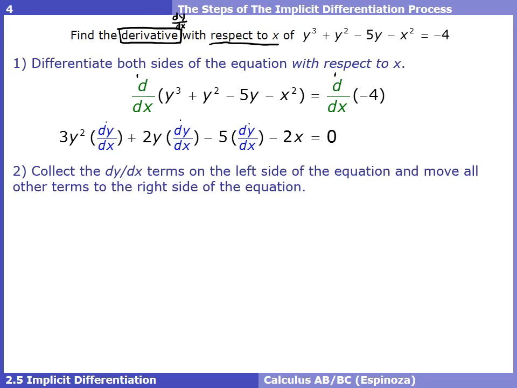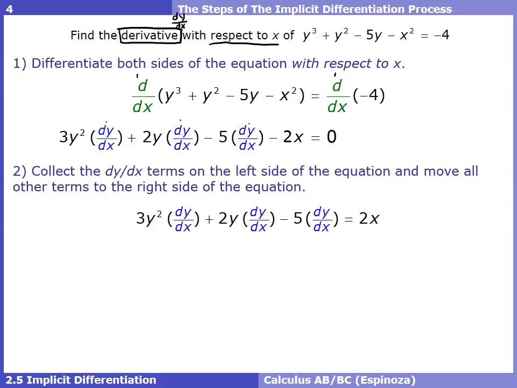The next step is to collect all the dy dx terms on the left side of the equation and move everything else to the right side. Luckily, that's only going to involve moving one thing at this moment. The negative 2x we can move over to the right side as a positive 2x. So what does this give us?